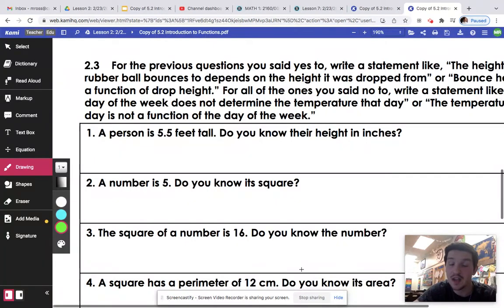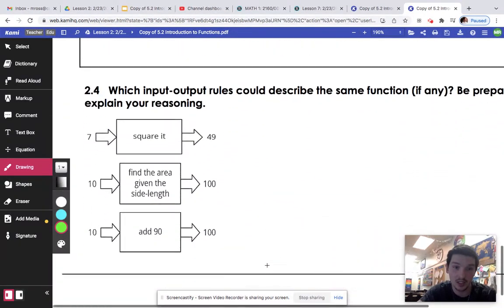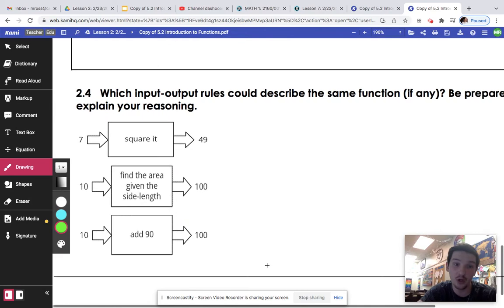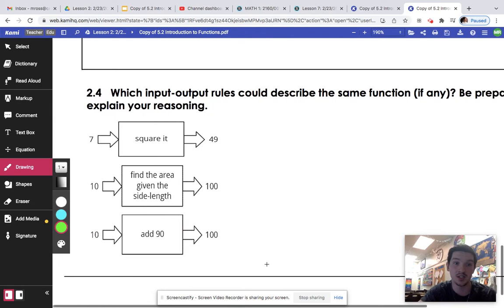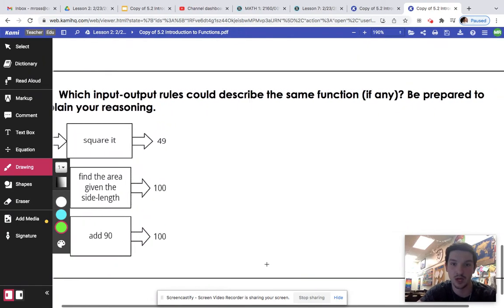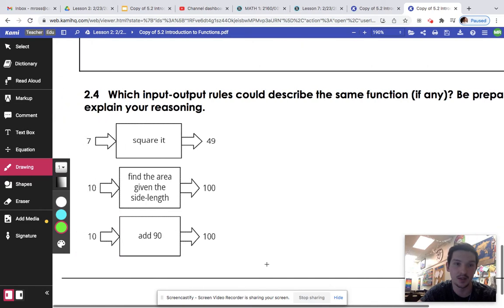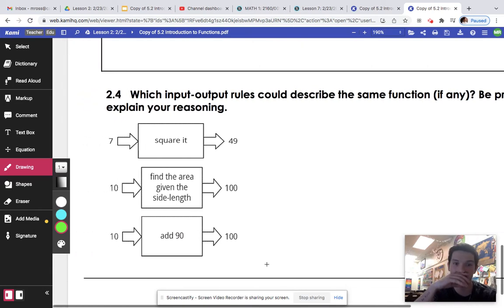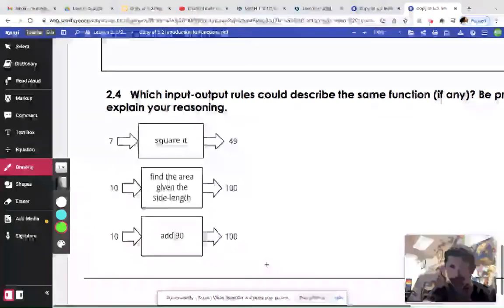All right. So if you have any questions, please let me know. But go ahead. I'll give you about 10 minutes for this one as well. When you are done with this activity, you will turn it in. Now, 2.4, you can actually do when you're done with the top. It just says, which input output rules would describe the same function, if any, be per their example. So in reality, we're just going through this and seeing which ones have a similar idea of each other.